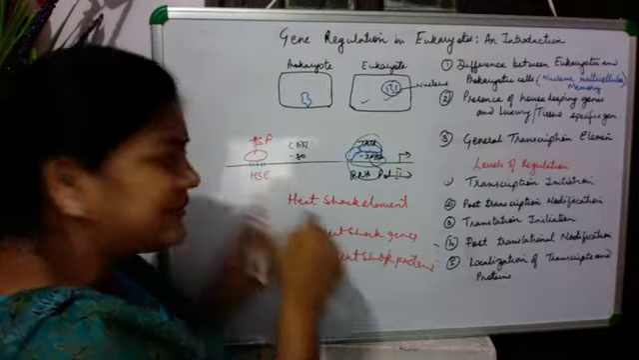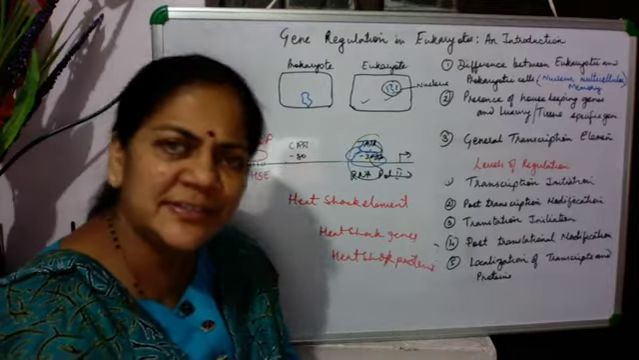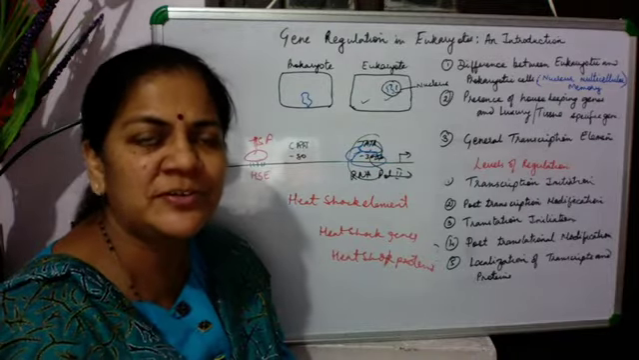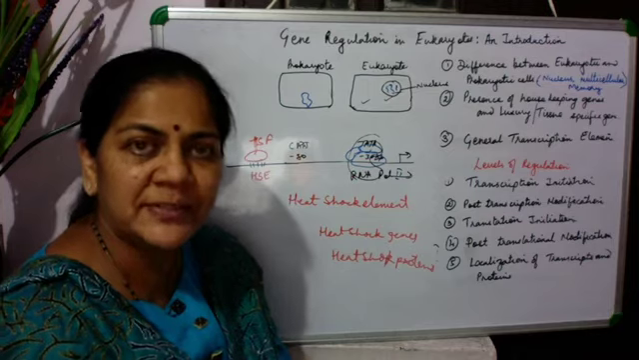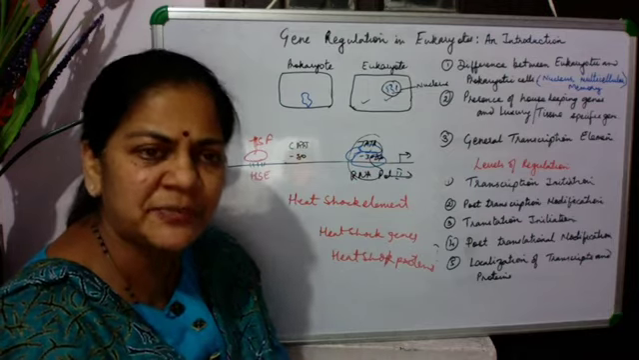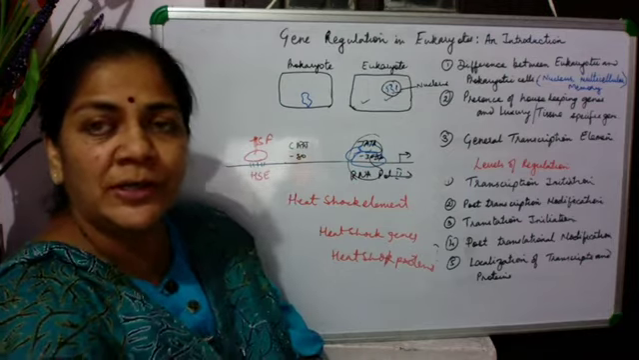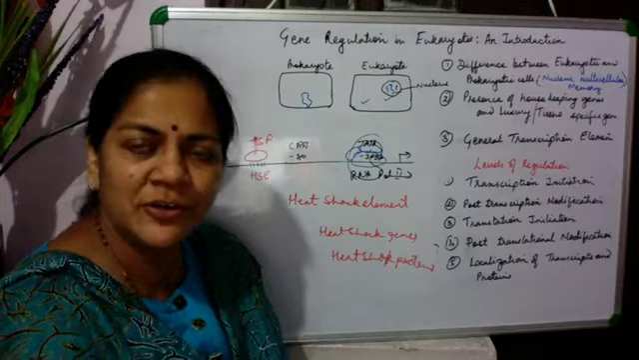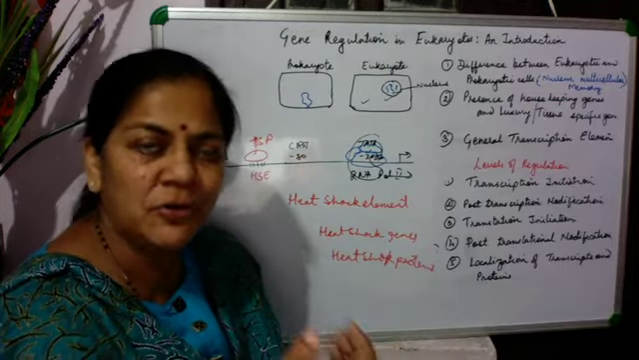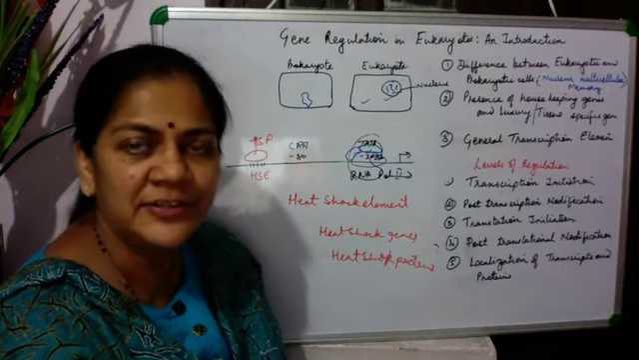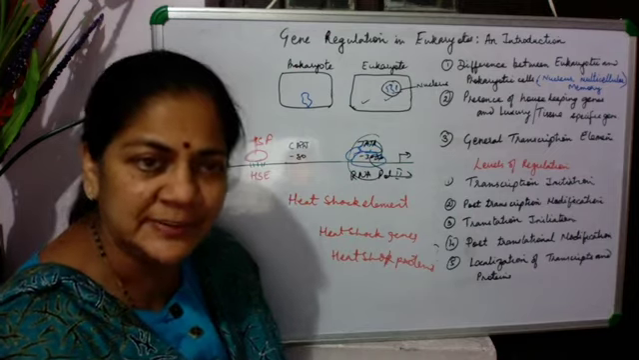Now, as with heat shock elements, there are certain steroid response elements to which the steroid receptors can come and bind and initiate the transcription. For example, glucocorticoid. So there's a glucocorticoid receptor which will bind to the glucocorticoid response elements and then initiate the transcription of the genes.